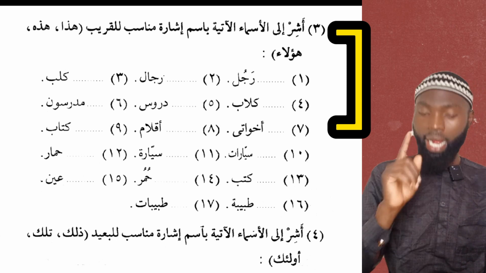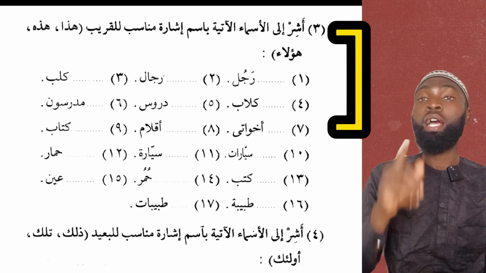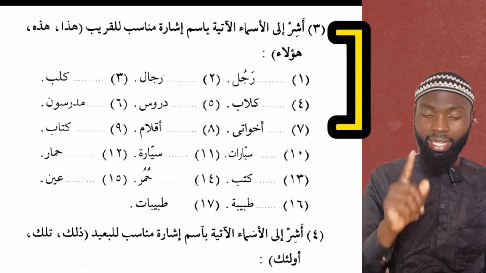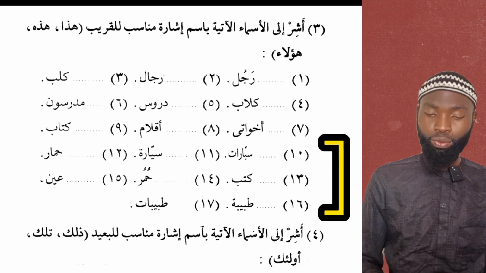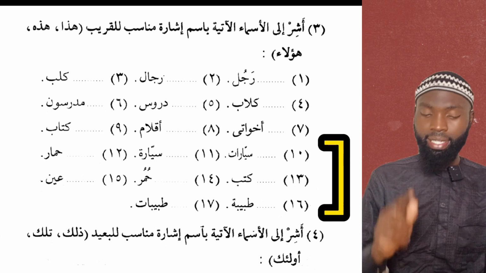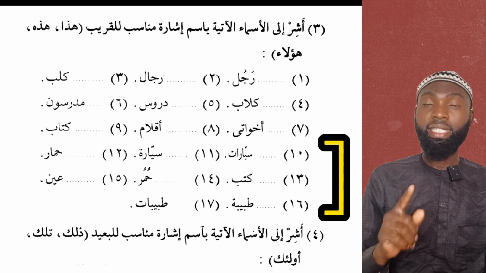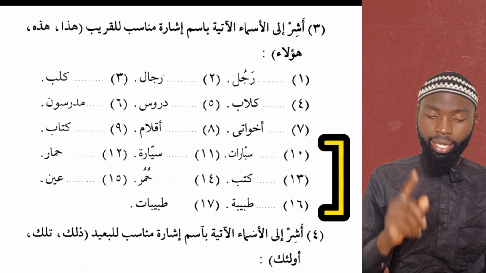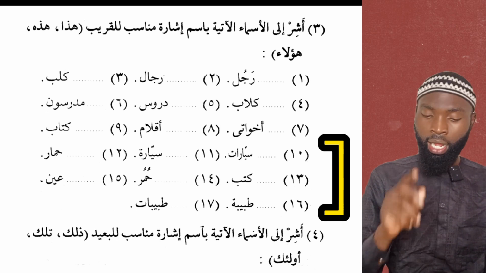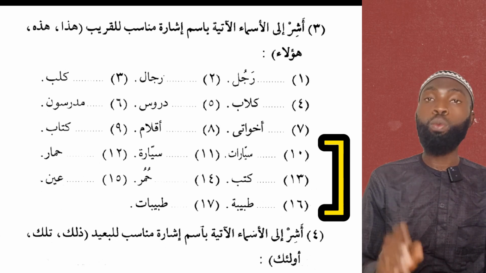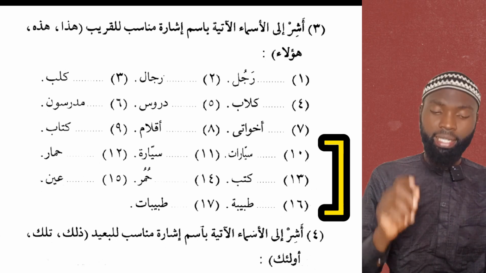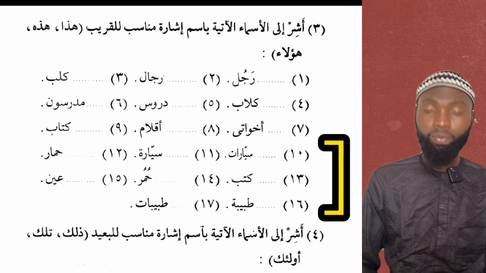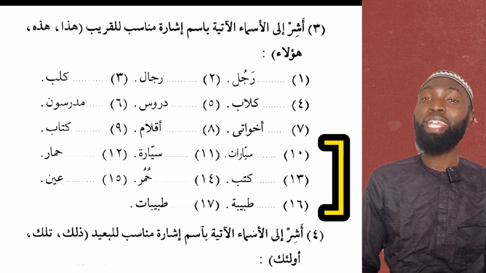أخواتي، هؤلاء أخواتي. 8, أقلام. هذه أقلام. 9, كتاب. هذا كتاب. 10, سيارات. What do we say? هذه سيارات. 11, سيارة. هذه سيارة. 12, حمار. هذا حمار. 13, كتب. هذه كتب. 14, حمر. هذه حمر. 15, عين. هذه عين. 16, طبيبة. هذه طبيبة. 17, طبيبات. هؤلاء طبيبات.